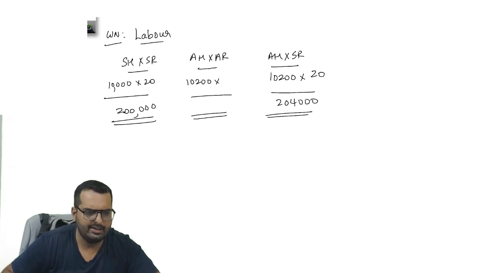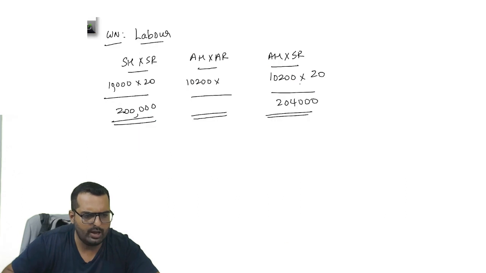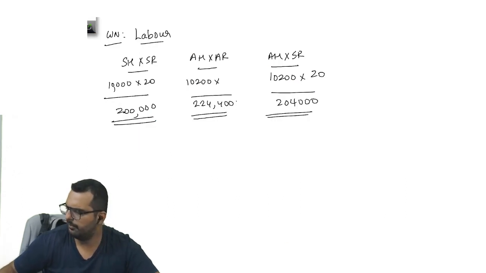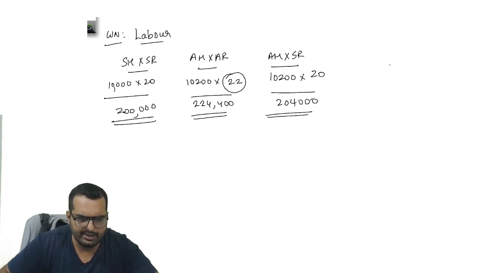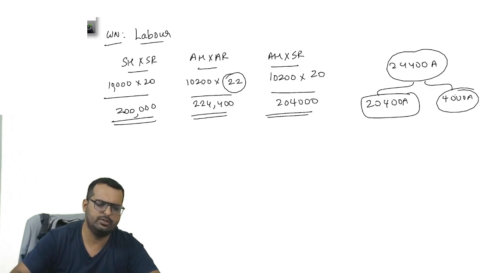All right. And here to get AR, they have given AH into AR already in the question. 2 lakh 24,400. So divided by 10,200 if you do, you get the number over here as 22, and the variances would be 24,400 adverse. Okay, then you will have 20,400 adverse, and the last one would be 4,000 adverse. Can you correct and write down this in your books now, friends?